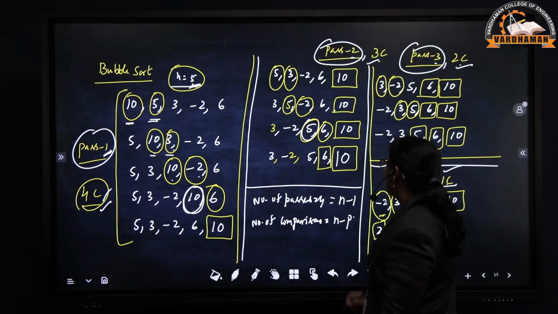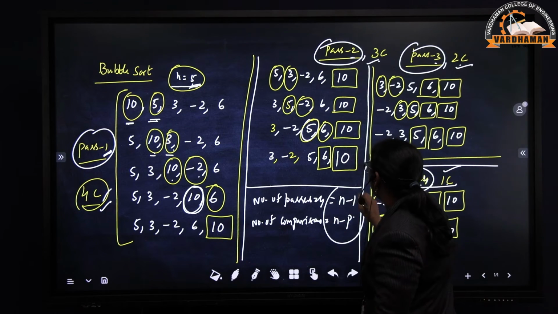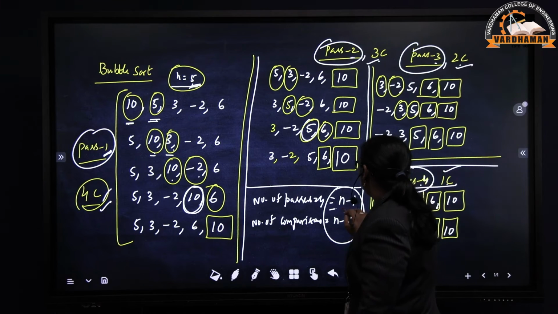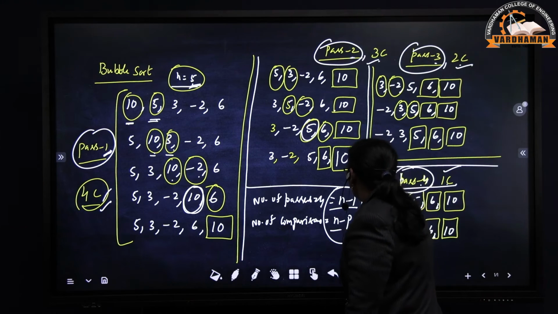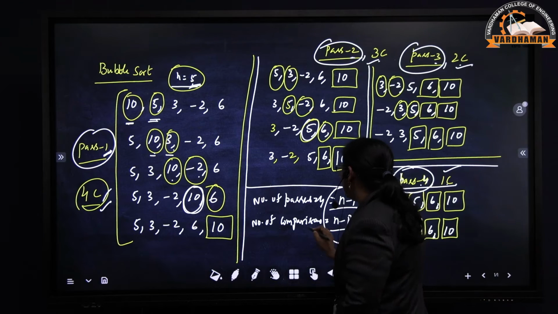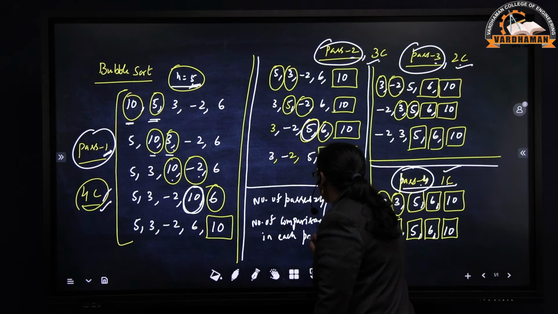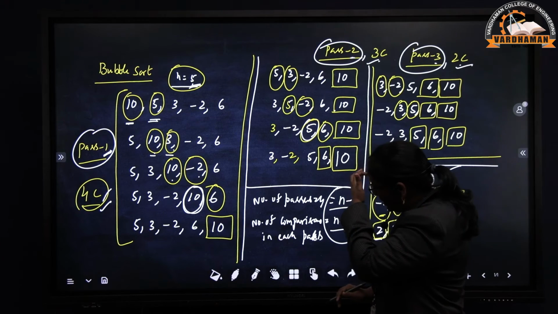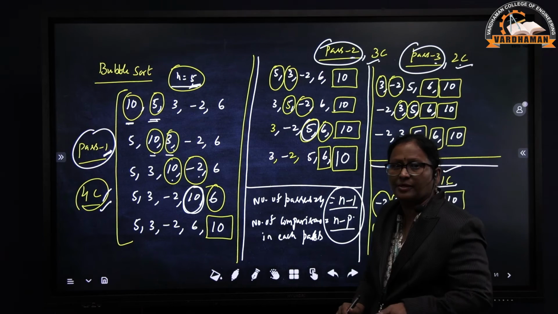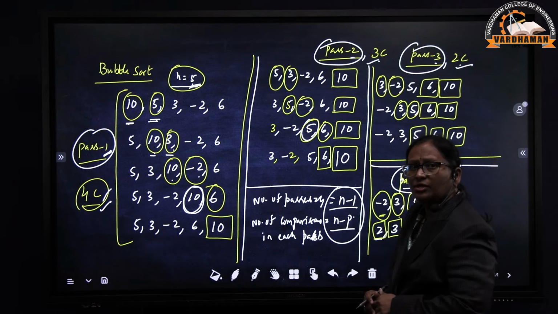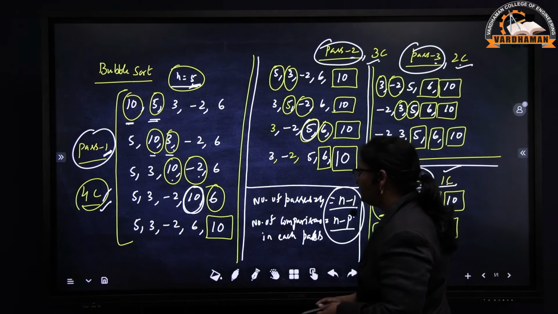You need to understand this fact so that we can easily write a program. Okay? The number of passes is n minus 1. The number of comparisons in each pass is n minus p. I hope you understood the concept. Now let us move to the program.